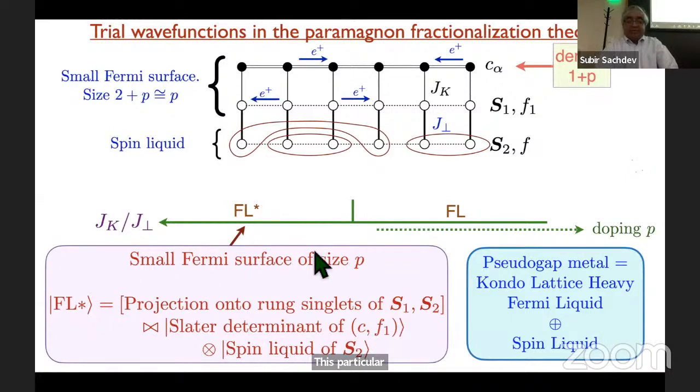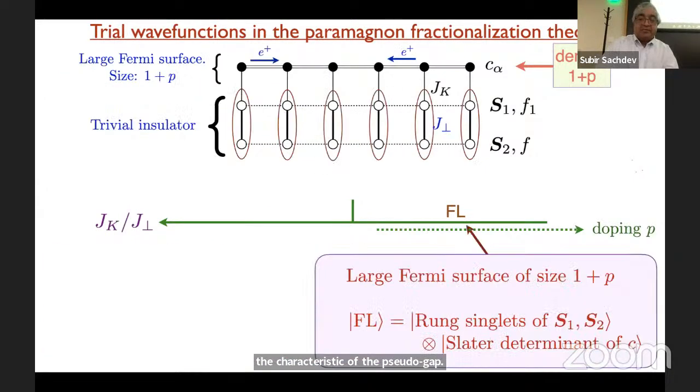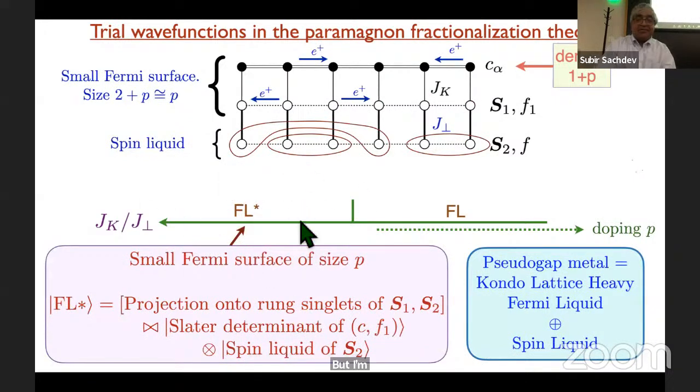So that's one possible phase. And at least in large JK, we get exactly the characteristic of the pseudogap. And at small JK, of course, the spins will form singlets as usual, and then you're back to the large Fermi surface. So Yahui and I have written at least a couple of papers discussing this transition, actually also with Maria and Alex. We have a paper also thinking about this transition. That's not what I'm talking about at all. But I'm focusing on this region here for the pseudogap.